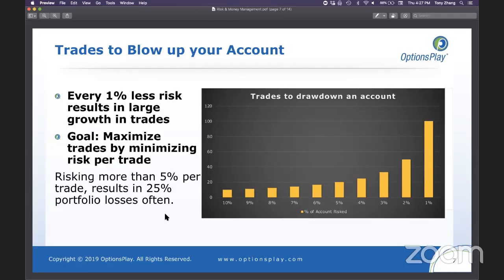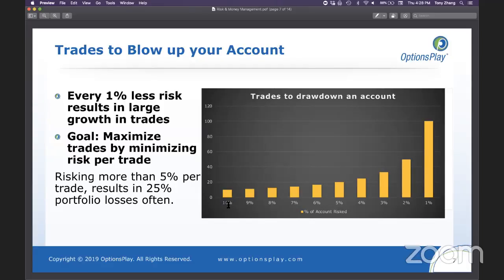So the chart I have here is, again, another exponential chart, but it is really critical to trading. What I have here at the bottom is the percentage of your account that you're risking per trade and the number of trades that it requires to effectively draw down your whole account or blow up your account.